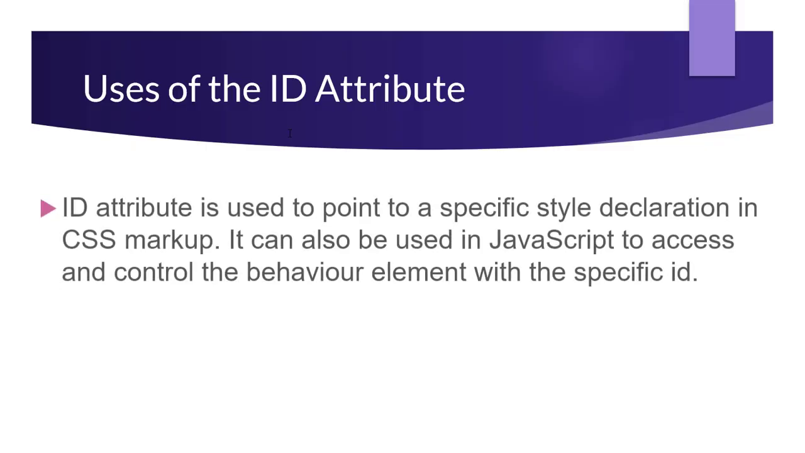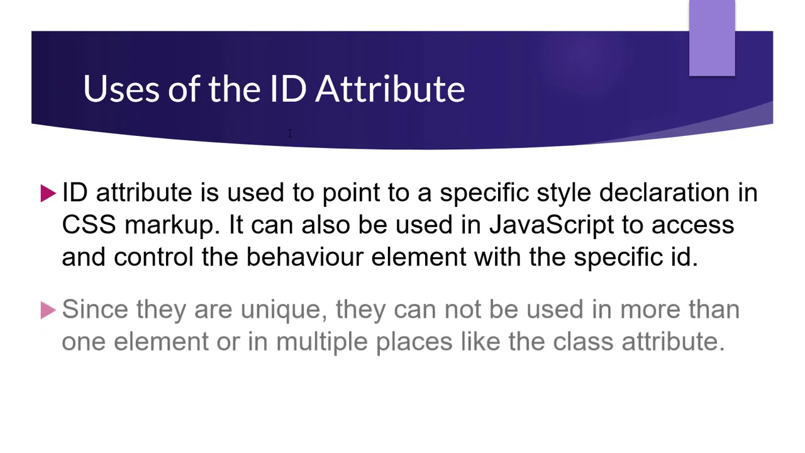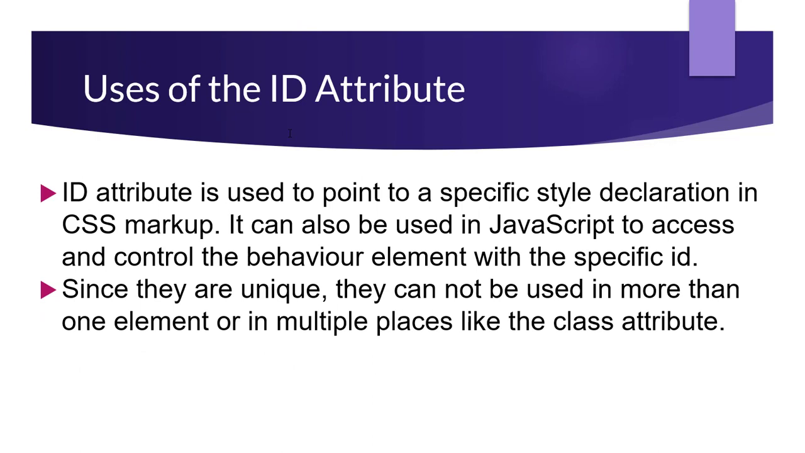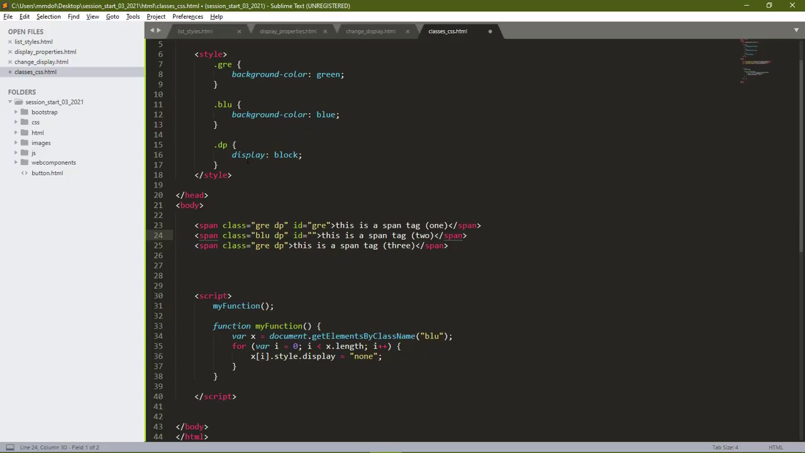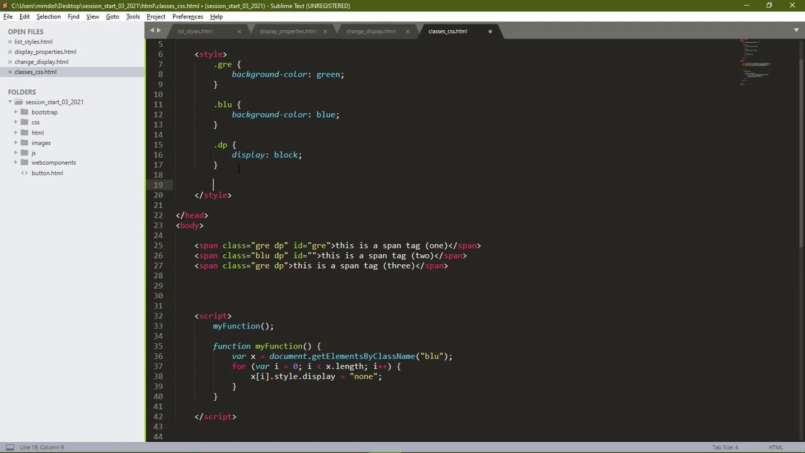So let's look at how to use the ID attribute. The ID attribute is used to point to a specific style declaration in CSS markup. It can also be used in JavaScript to access and control the behavior of elements with the specific ID. Since they are unique, they cannot be used in more than one element or in multiple places like the class attribute. Let's do some styling with ID.